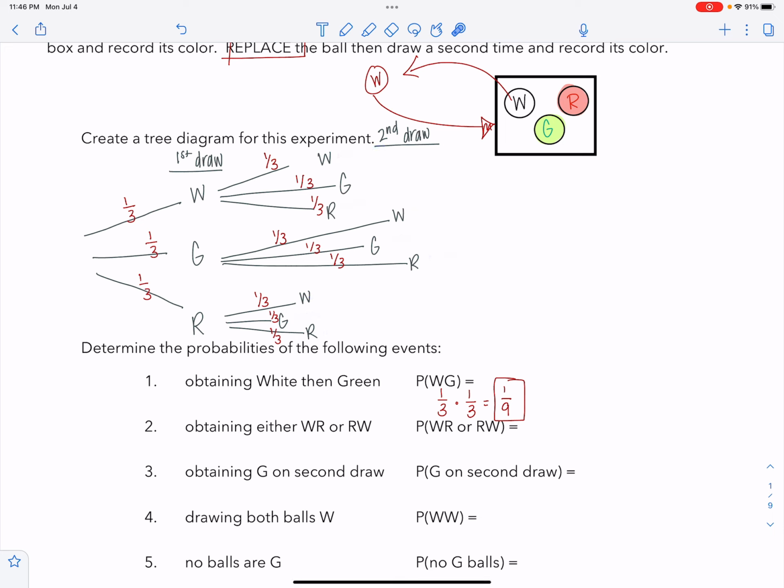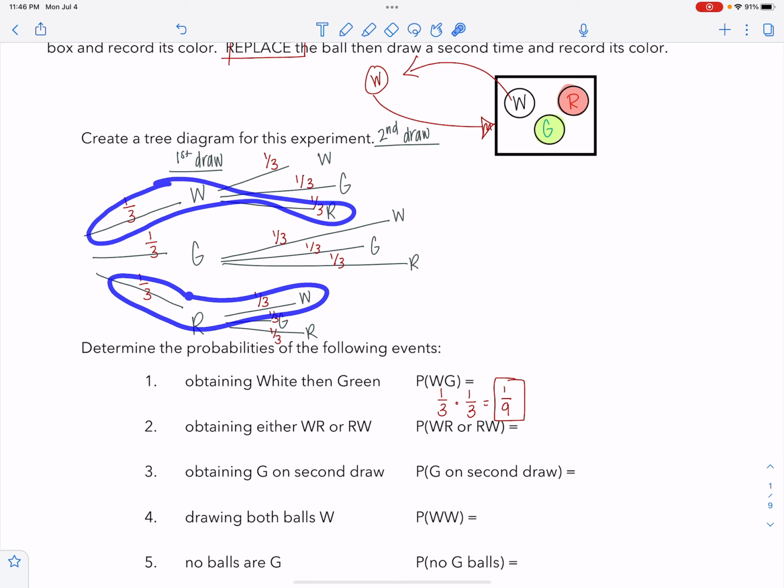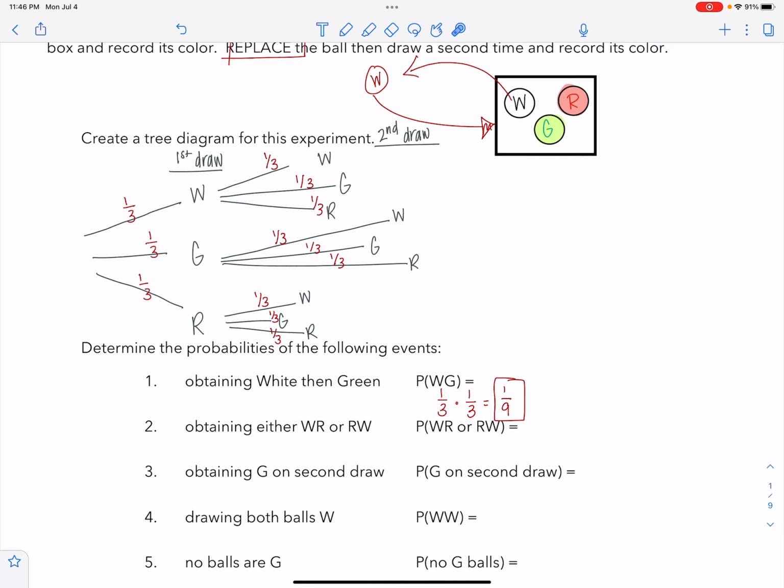Next, obtaining either white, red or red, white. Well, there's 1 white, red and 1 red, white out of a total of 9. So there's 2, one there and one there, which gives me 2 out of 9. Remember we talked about in the last video, your clue when you see the word "or" is that we're going to add some probabilities.